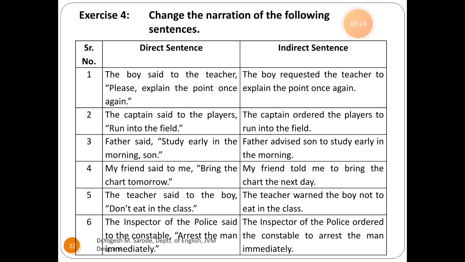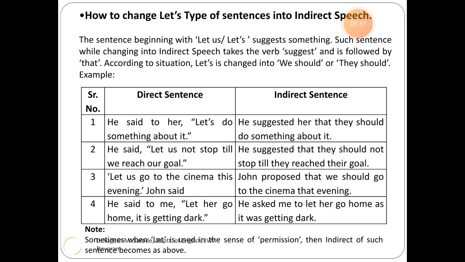6. The inspector of the police said to the constable, "Arrest the man immediately." So that is an order of the inspector to his policemen. So the inspector of the police ordered the constable to arrest the man immediately. Now in this way you have to carry out indirect speech of the imperative types. Now we'll see one new subtopic in it, that is of let us or let's. How to make indirect of such sentences.